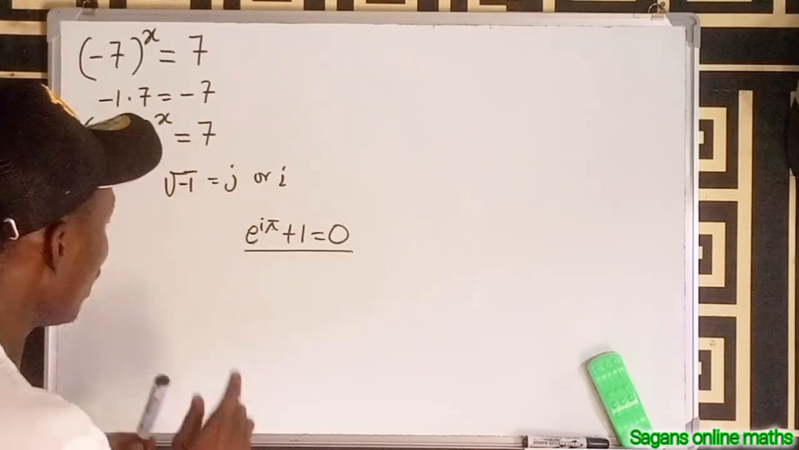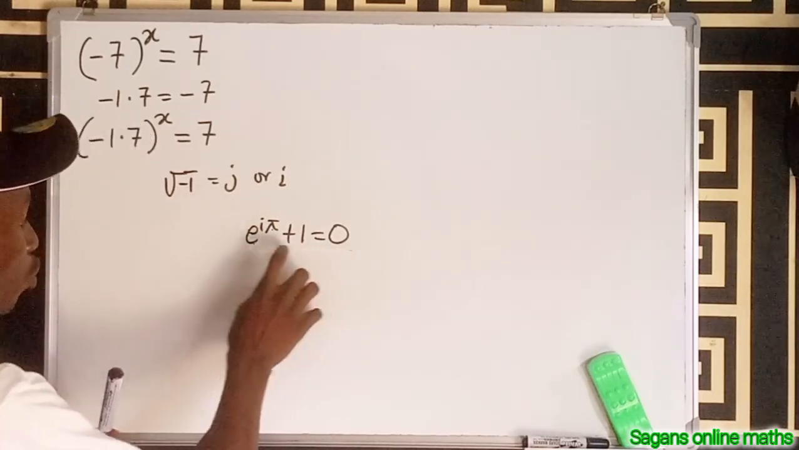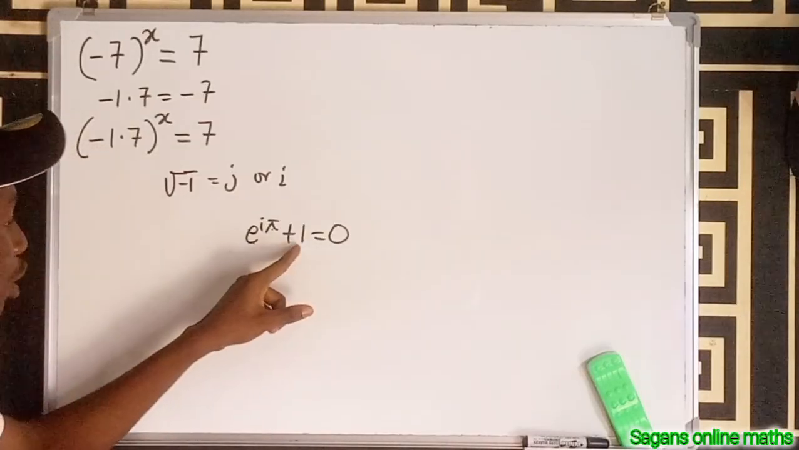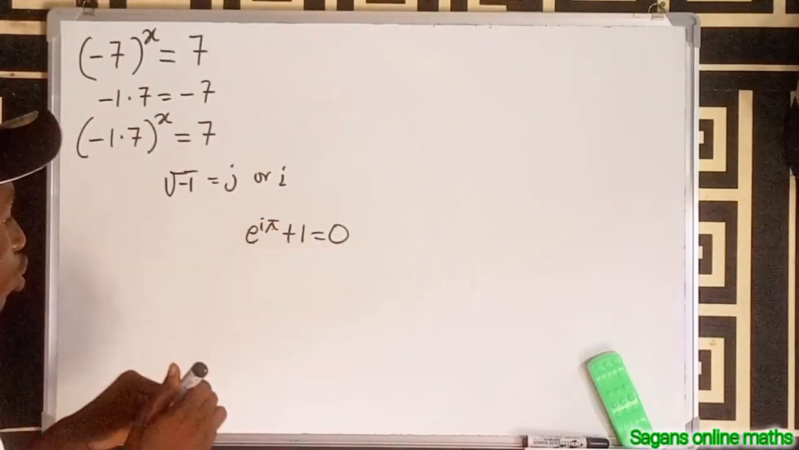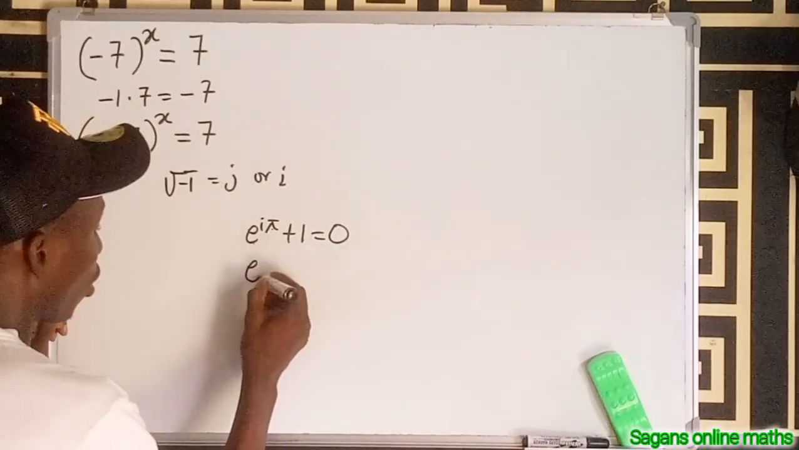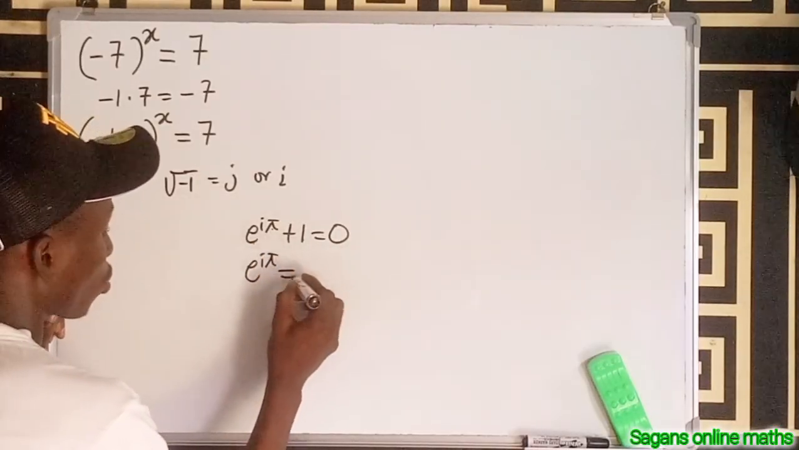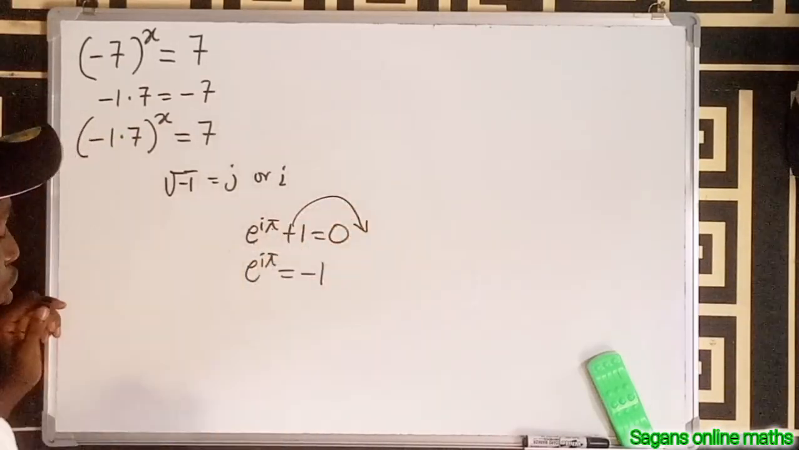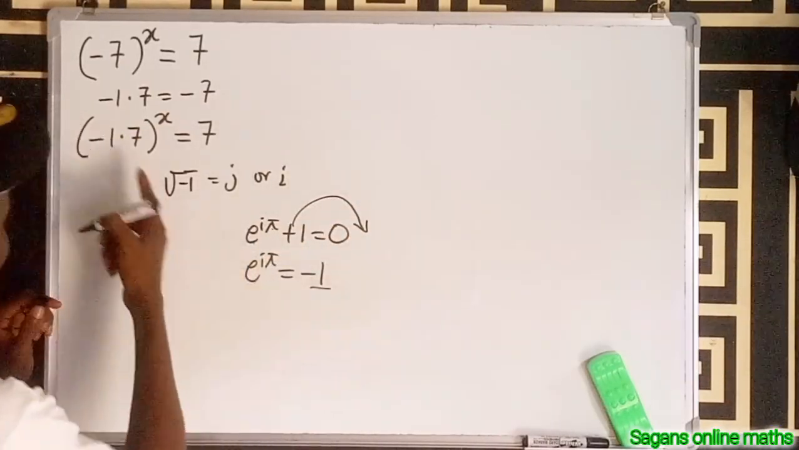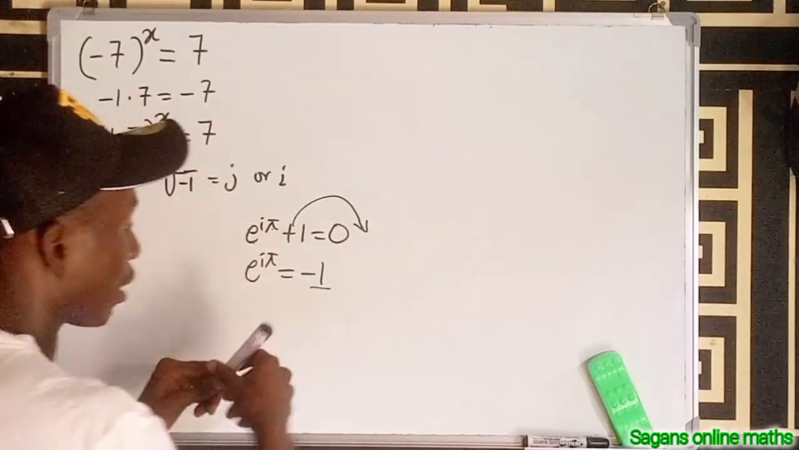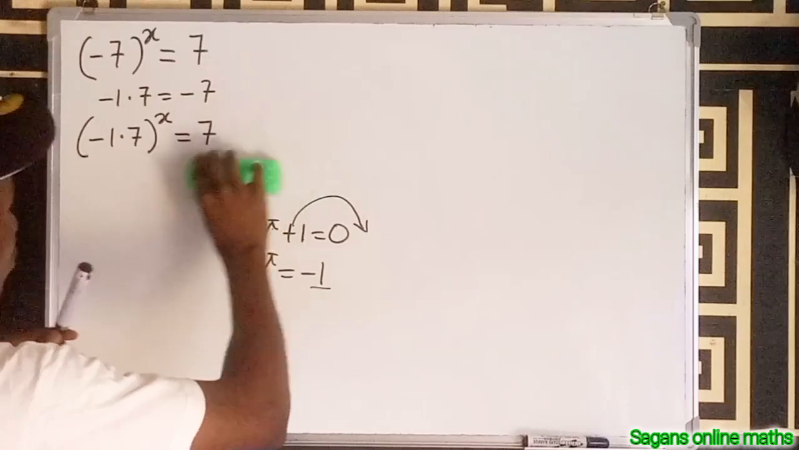Now, if e to the power of i pi plus 1 is equal to 0, and what you have here is -1, how can we make -1 the subject? By subtracting 1 from both sides, we get e to the power of i pi equals -1. So in place of -1 here, we are not wrong to substitute e to the power of i pi.